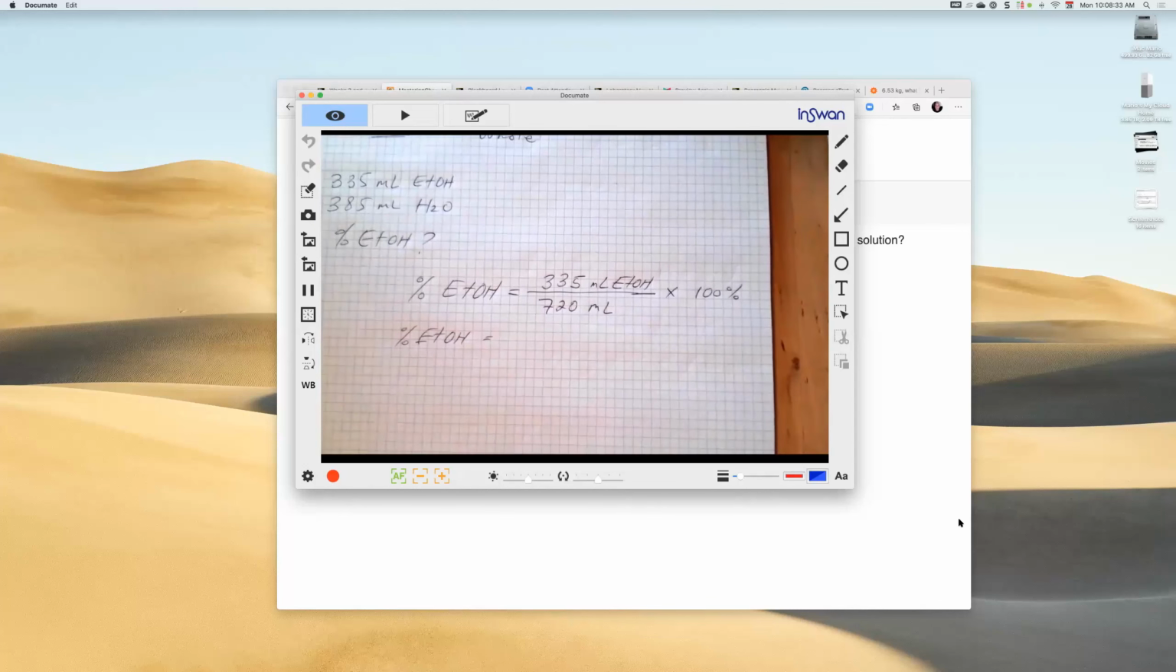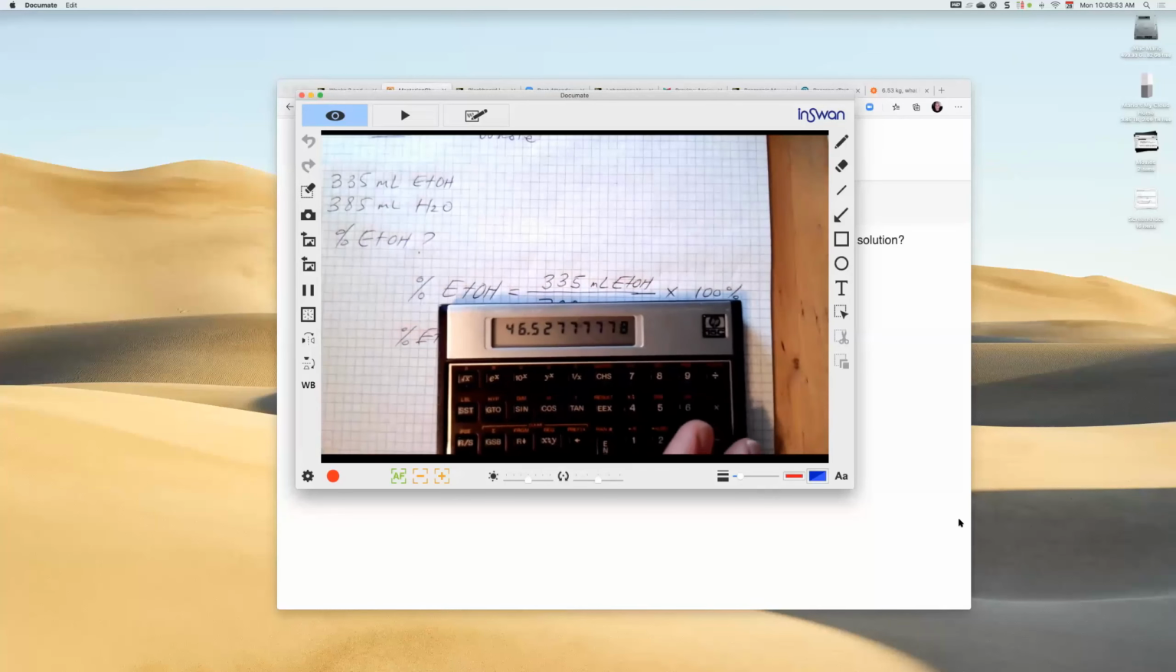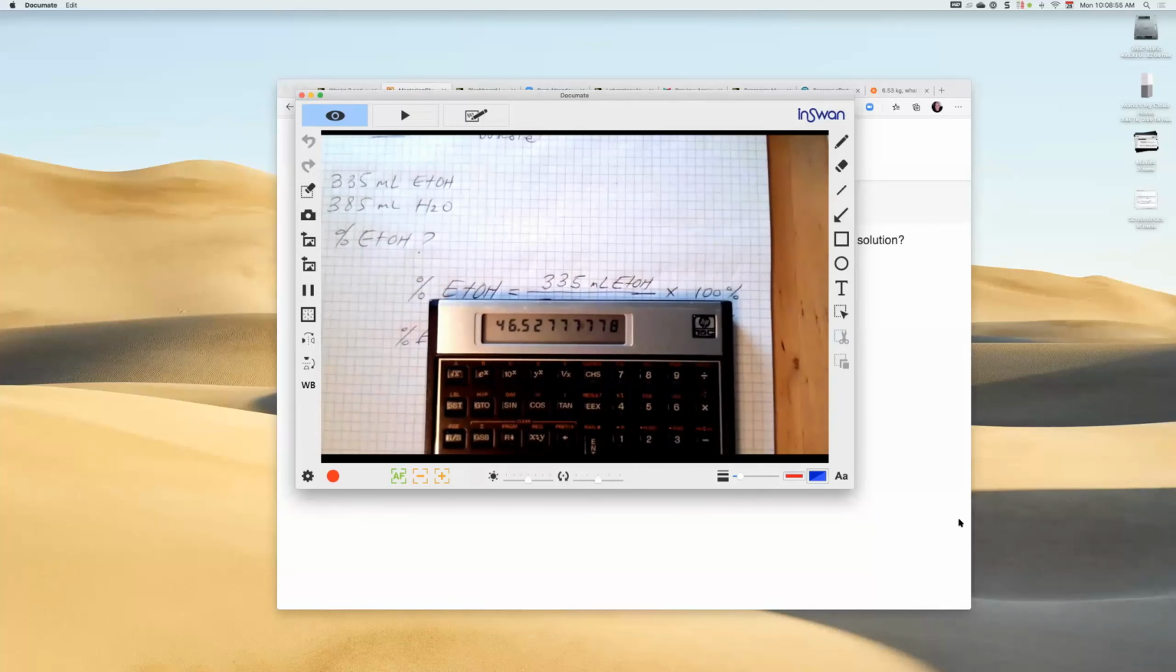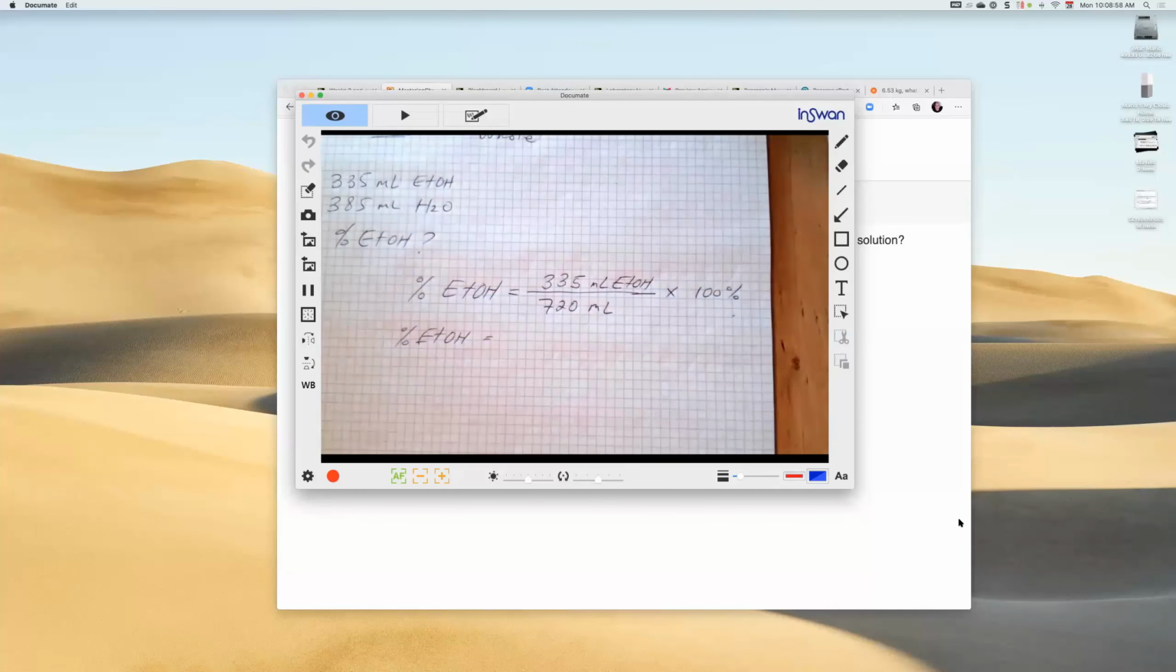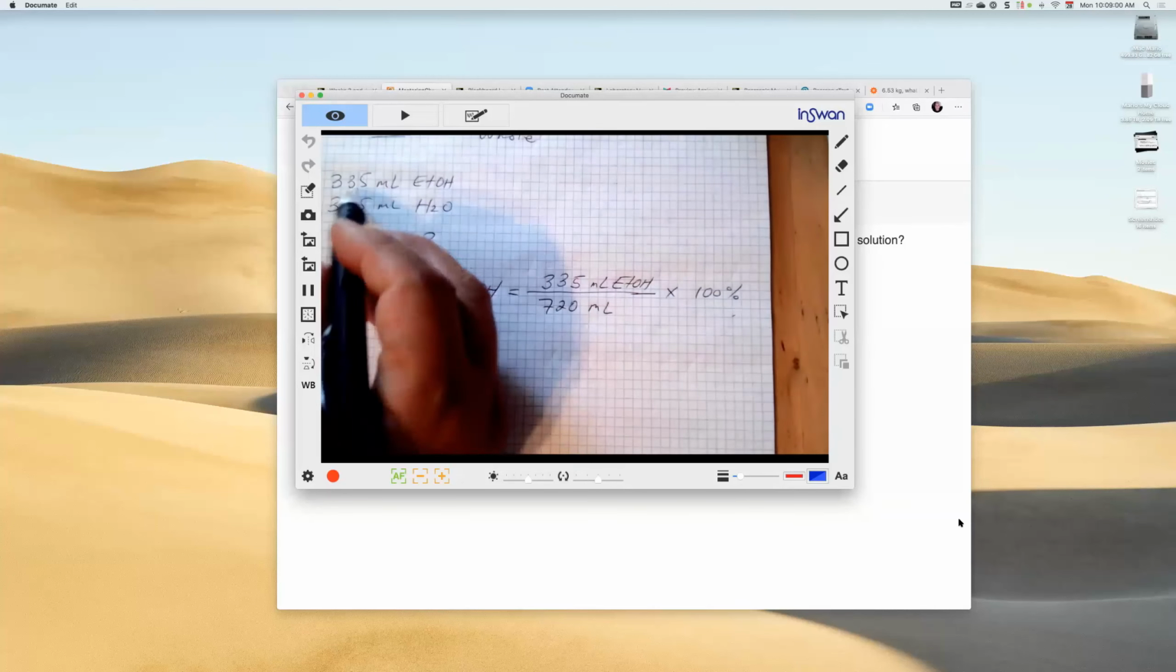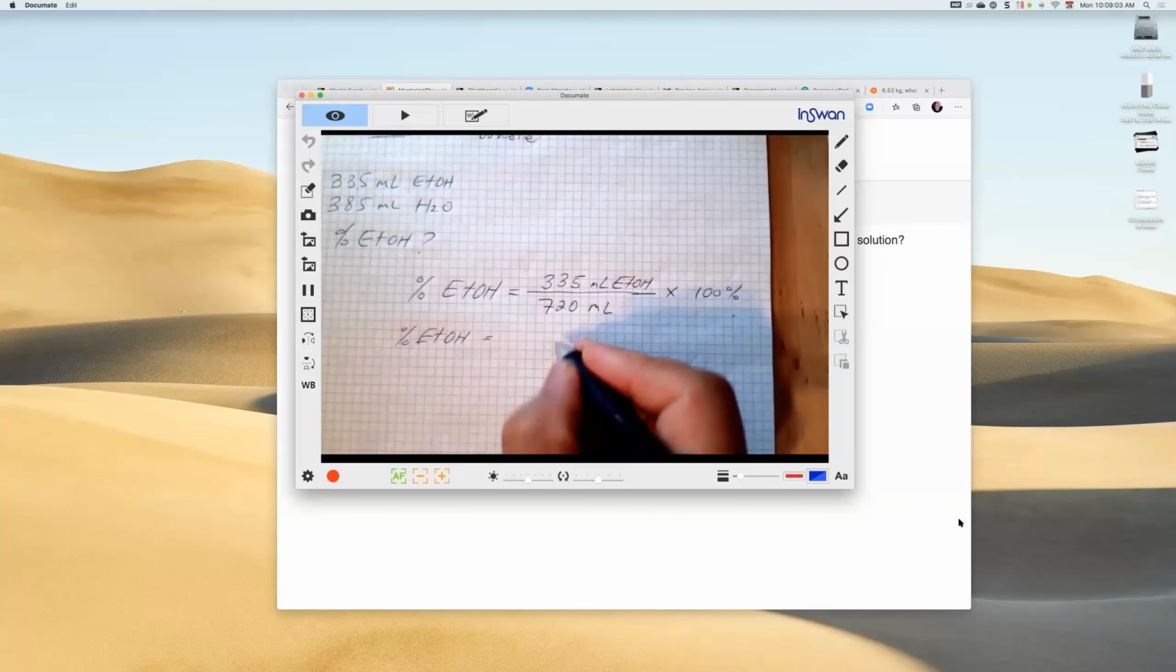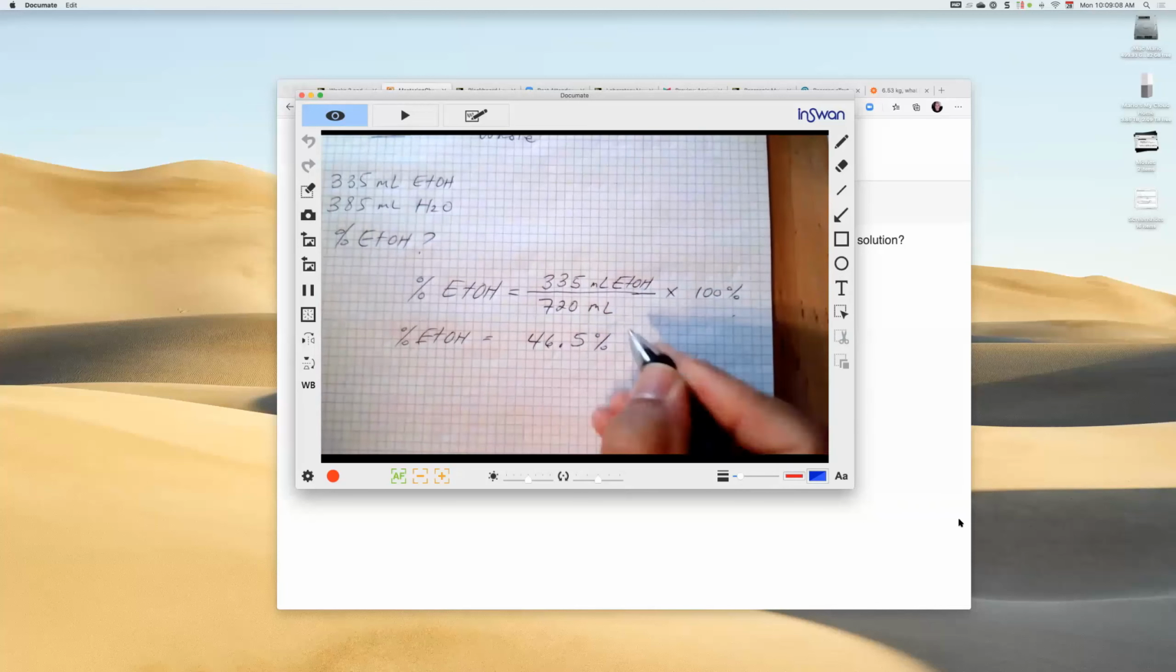And what is that? Well, 335 divided by 720 times 100%. Don't forget the 100% right here. And on my calculator, this is what I get. But I'm gonna round it off to the 3 significant digits that my two solutions had. So it's gonna be 46.5% ethanol.